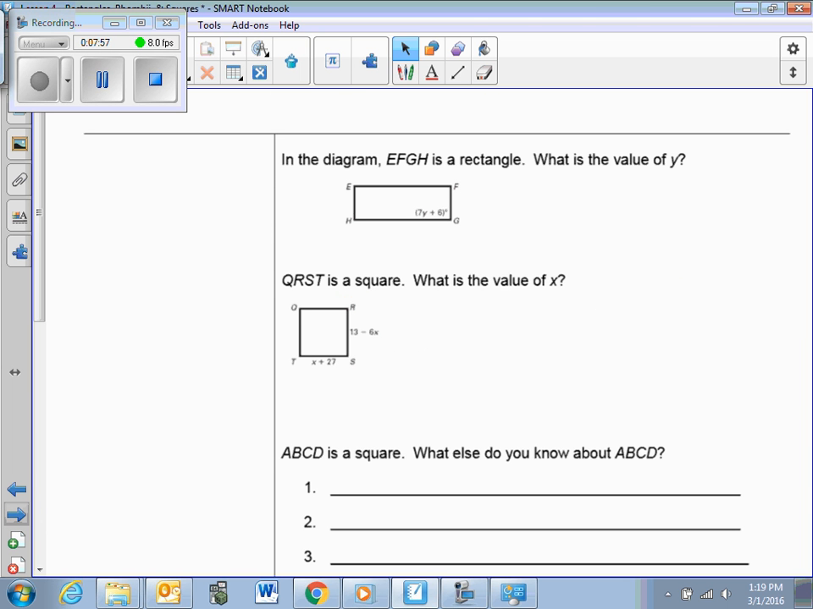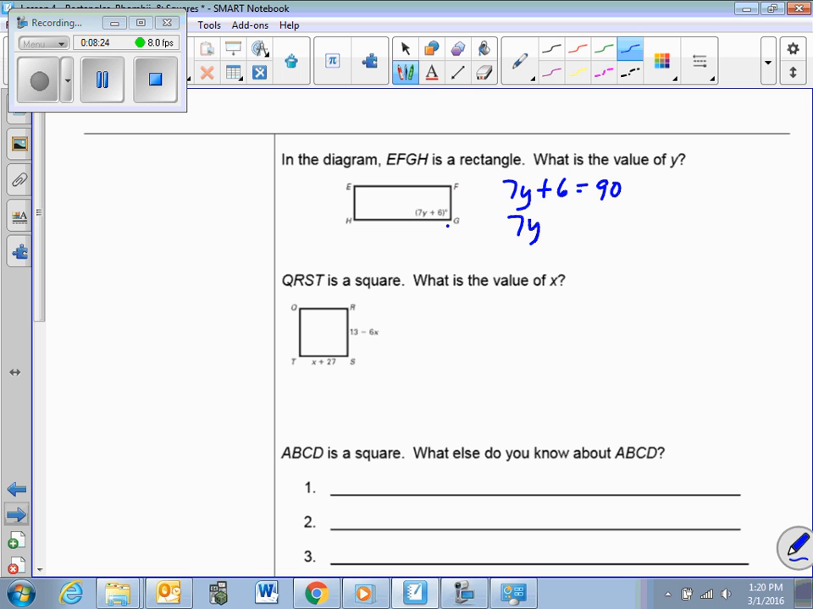All right, let's see what we got here. A couple of problems, another good point in the video for you to pause and work these yourself, and then resume watching and check yourself. So I'm given here that EFGH is a rectangle. What is the value of y? The measure of angle G is 7y plus 6. What do we know about all the angles in a rectangle? They measure 90 degrees. So we know that 7y plus 6 is 90. 7y equals 84.